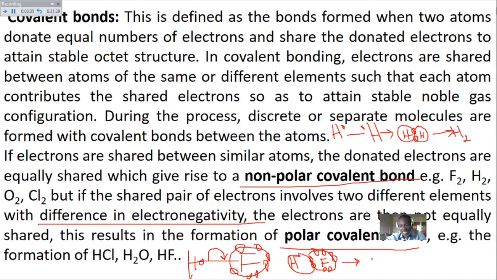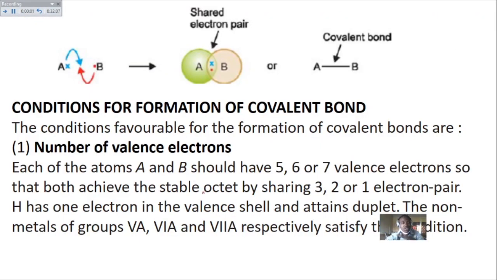Hydrogen is about 2.1, I think, and fluorine is 4.0. By the time you subtract them, you'll be having an electronegativity difference which is very, very high, making the covalent bond a polar compound. Now we go to condition 2.